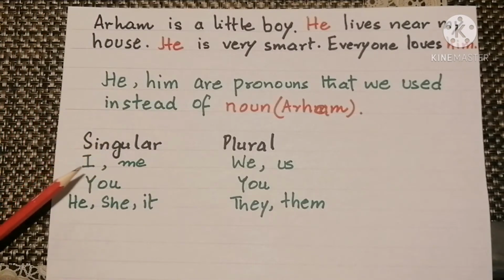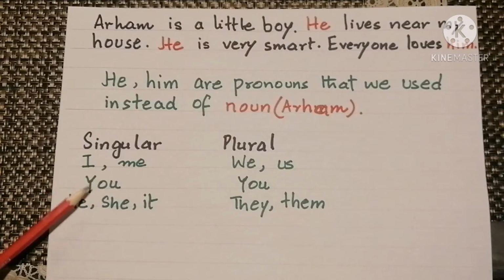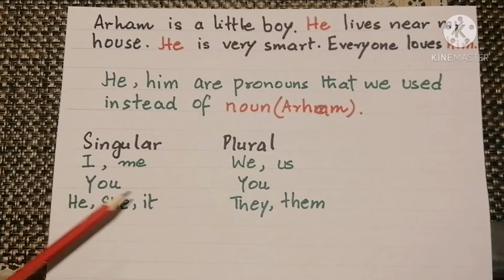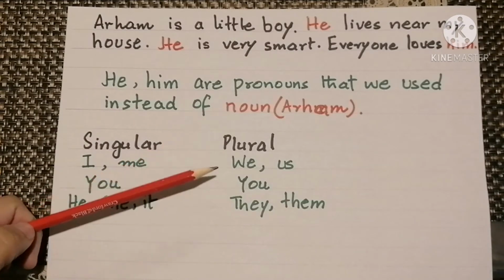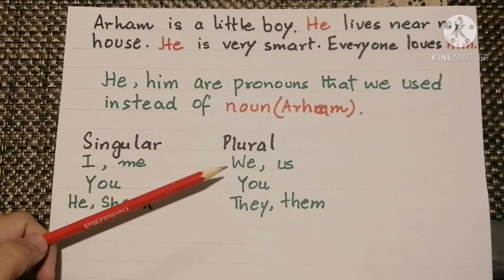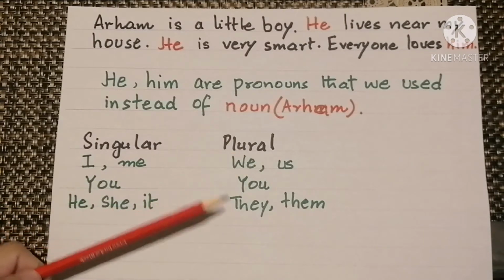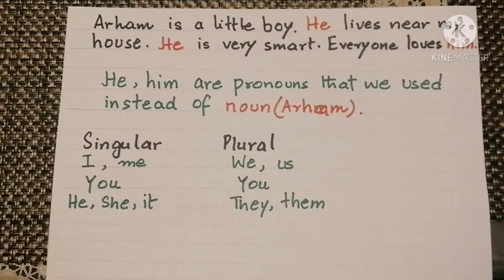For singular, we use I, me, you, he, she and it, and for plural, we use we, us, you, they and them.